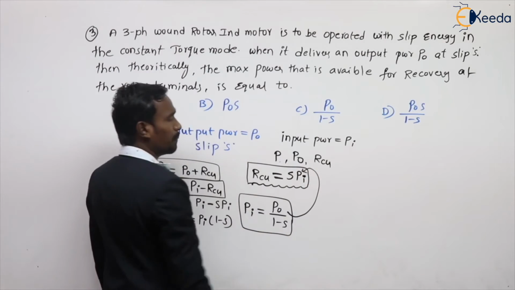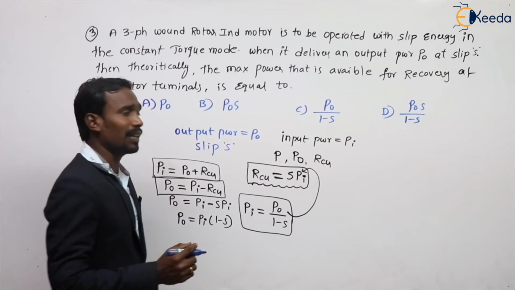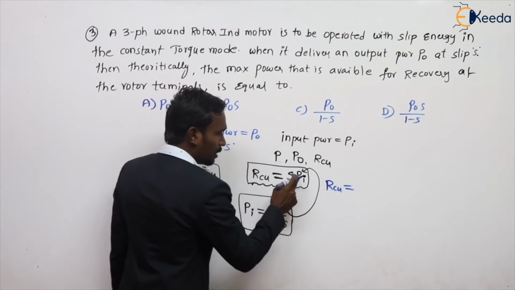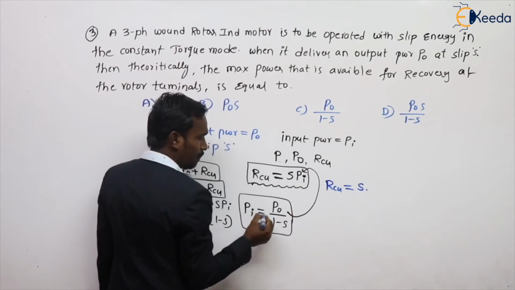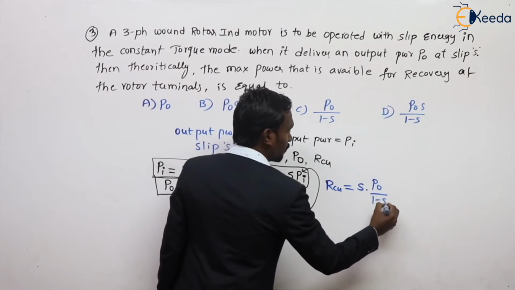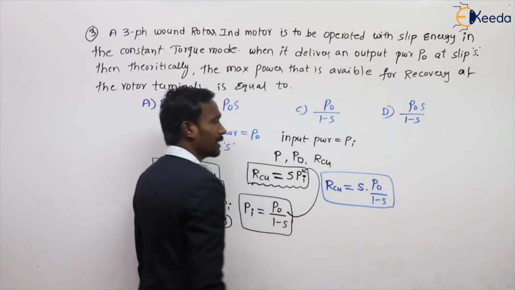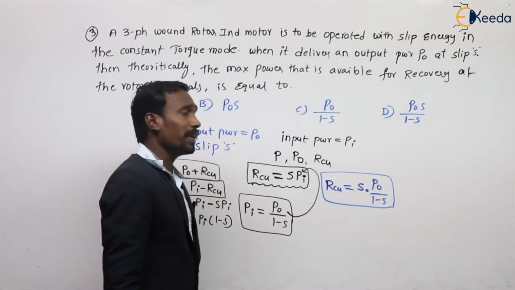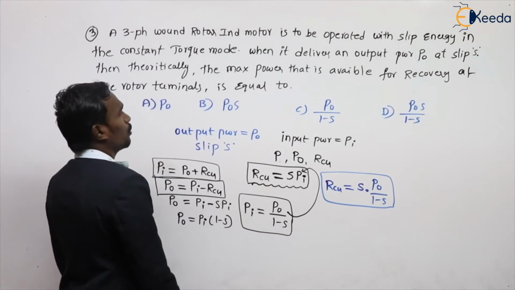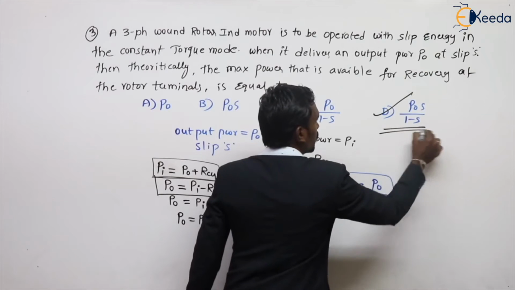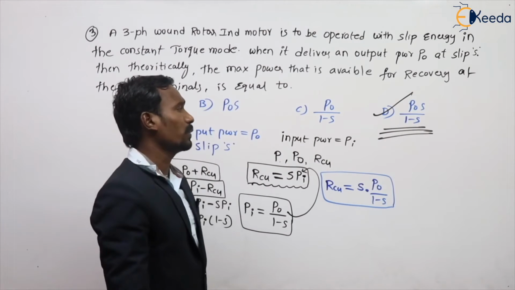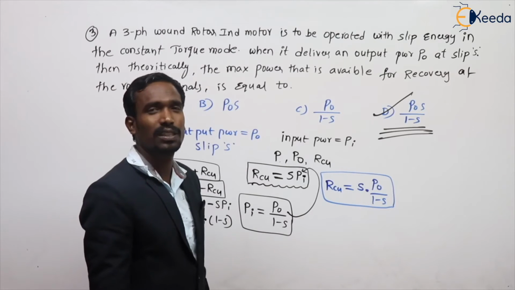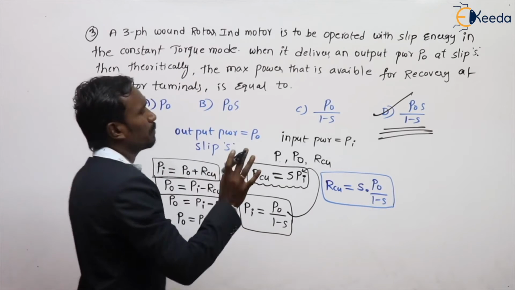Now we want the recovery power. Recovery power is nothing but the copper losses. So rotor copper losses is the rotor recovery. Substitute here S into Pi, where Pi is equal to P naught by 1 minus S. So rotor copper losses is equal to S into P naught by 1 minus S. This is the recovery power. This is my answer: rotor output into S by 1 minus S is the rotor recovery power, slip times the power. Right? This is the question on power equations.